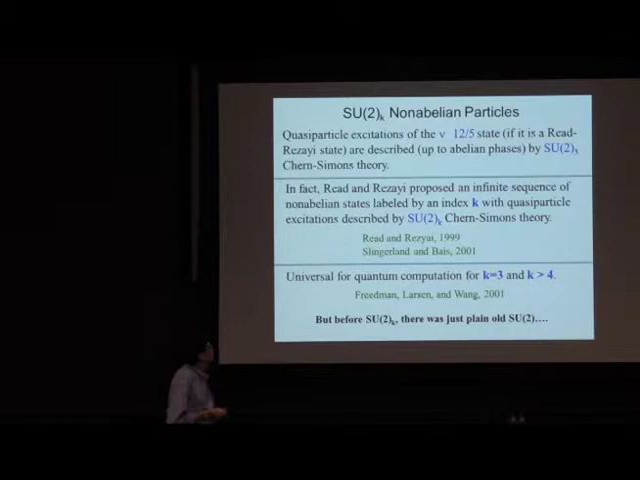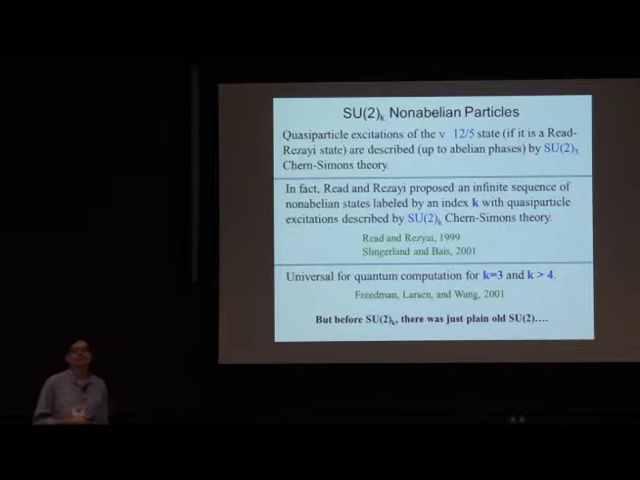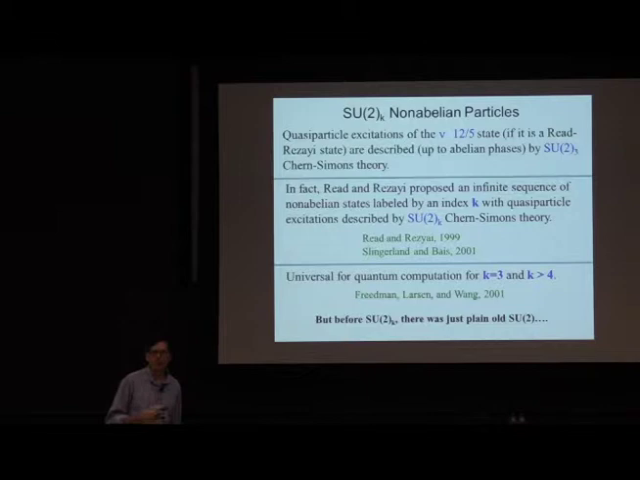So just a little bit about other theories of non-abelian anyons. Let me start with it. Well, we started with the 12/5 state as a possible realization of the so-called Read-Rezayi state. And I said it's described by Fibonacci anyons. A more accurate statement is the statistics are described by something called SU(2) level 3 Chern-Simons theory. And if you know what that means, and probably some of you do, great. If you don't, no problem, don't worry.